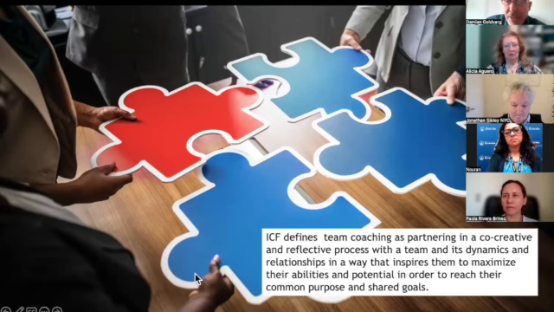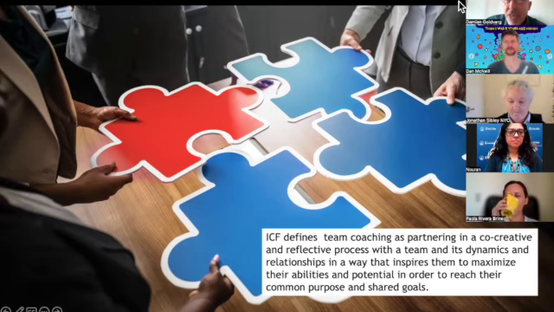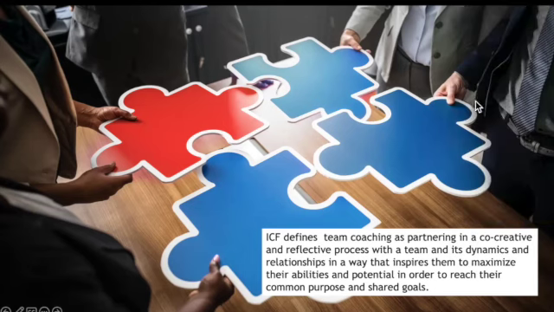But let's see some of the differences between the ICF definition of coaching and team coaching. It is a partnering in a co-created and reflective process. So far that sounds familiar. With a team and its dynamics and relationships, in a way that inspires them to maximize their abilities and potential in order to reach their common purpose and shared goals. So if you look at this definition, it's related to the definition of coaching, focusing on teams.